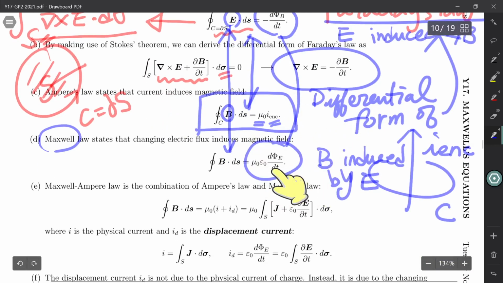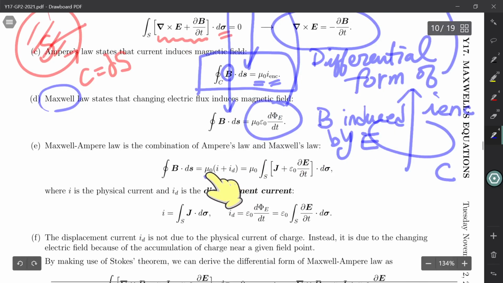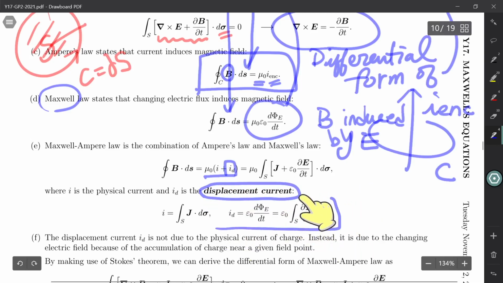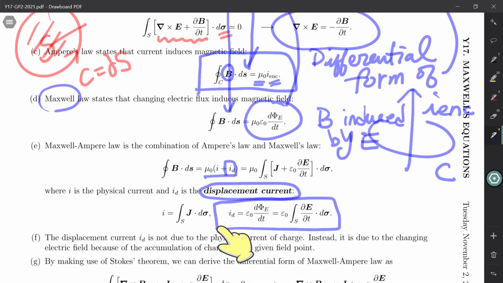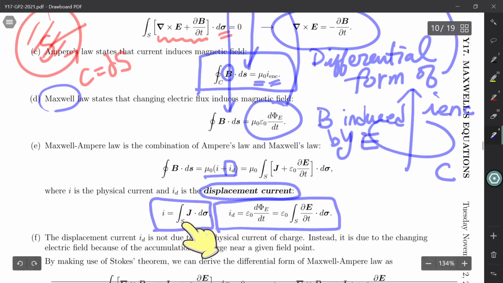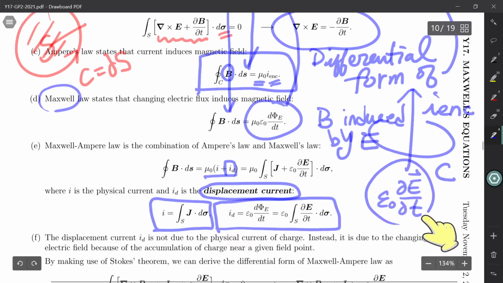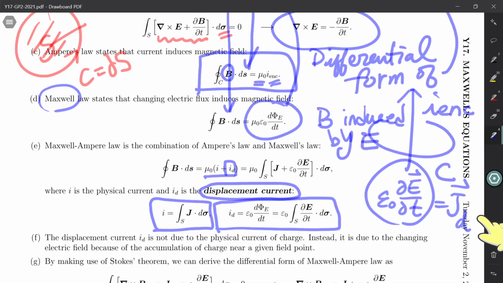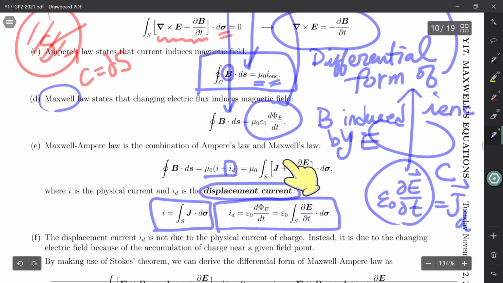With the addition of the electric field flux, the expression is modified. We have an extra current, called the displacement current. This displacement current is defined like that, while the current is the surface integral over current density. Here, the displacement current density is epsilon zero times the partial time derivative of the electric field. This is the current density corresponding to the displacement current. You will find out shortly what it means.